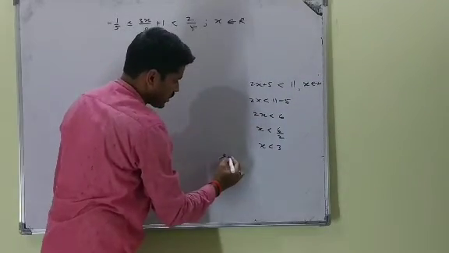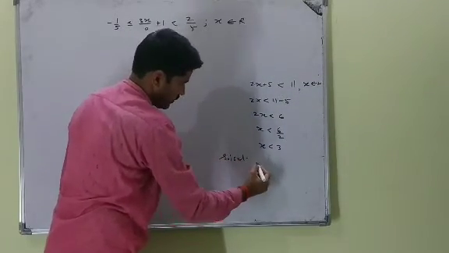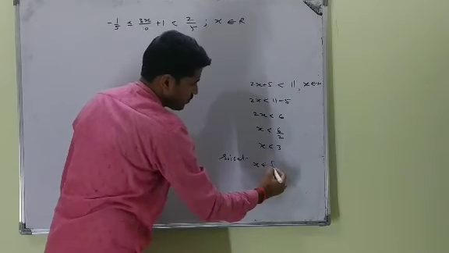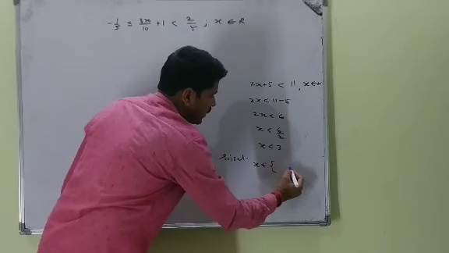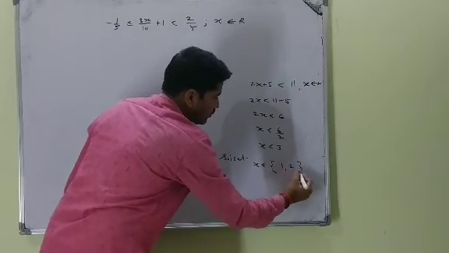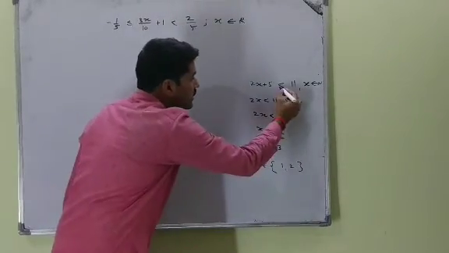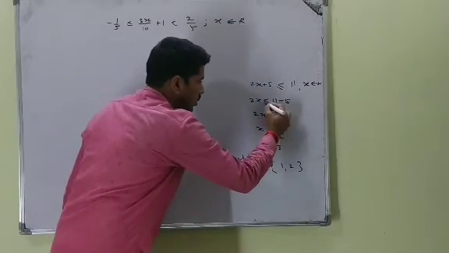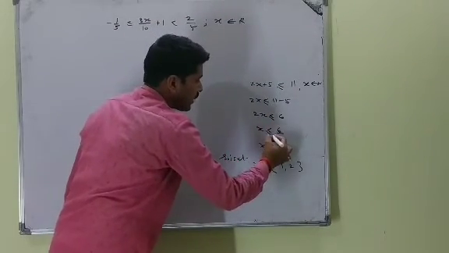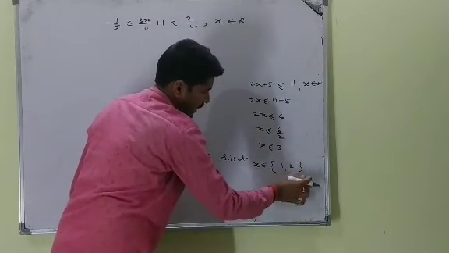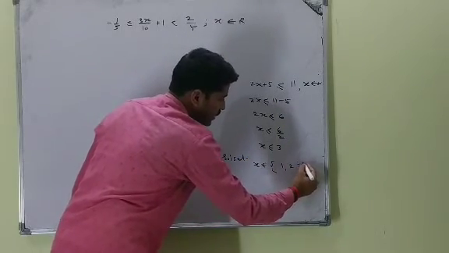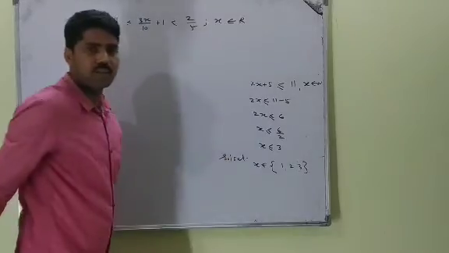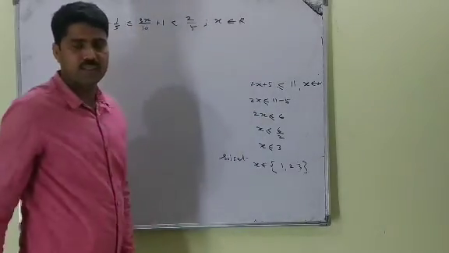So the solution set is what? x belongs to like this: less than 3, not equal to 3, less than 3. 1 or 2. Clear? If here it is equal, you can also write equal, then less than or equal to, so you will have to take 3 as a solution. This is the solution set.